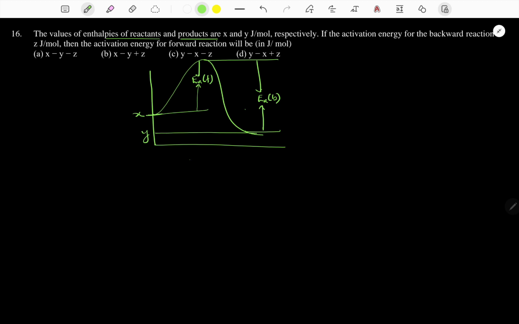Okay, so we know that delta H is equal to products energy minus reactants energy, which equals activation energy of forward minus activation energy of backward. Therefore Y minus X equals activation energy of forward minus activation energy of backward Z. Therefore activation energy of forward equals Z plus Y minus X. Therefore answer D.